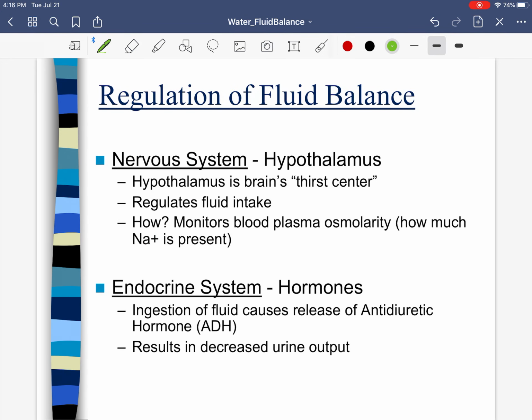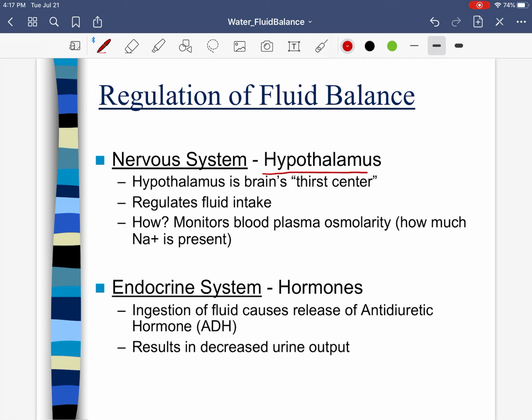All right, it wouldn't be a science class if we didn't talk about regulation. How do we regulate this fluid balance? If we know that water and electrolytes are always moving into and out of the cell, if we know that we're constantly needing to change how much and in what ways we release fluid, well, what is it in our body that makes those decisions for us?